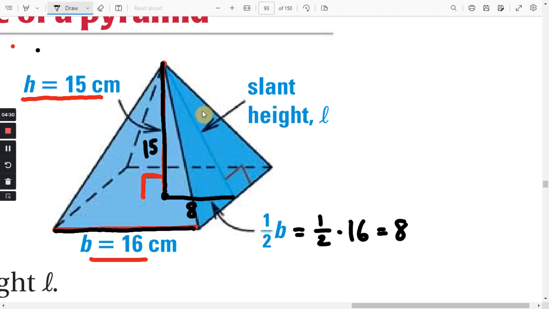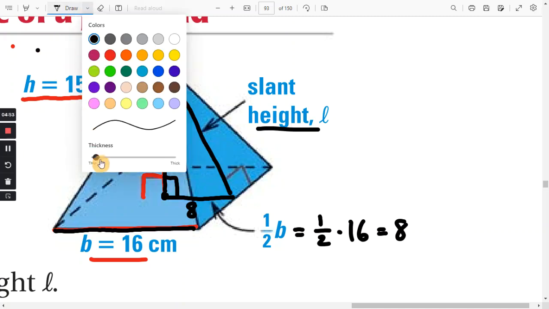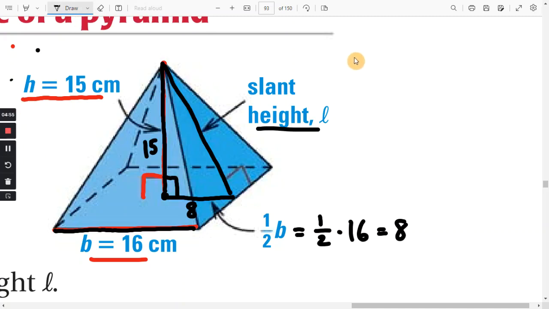And in order to find the slant height, which we call L, we have to construct a right triangle inside the pyramid. So this right here is a right angle. This right here is the right triangle that we are working with. In order to find the slant height, we need to use the Pythagorean theorem. Okay, so of course that's just a squared plus b squared equals c squared.